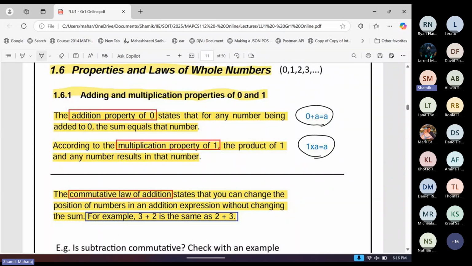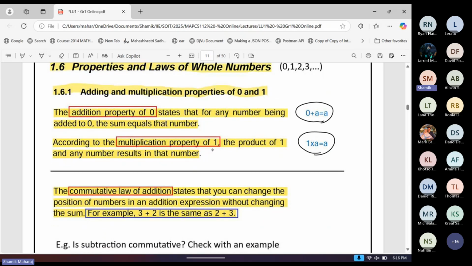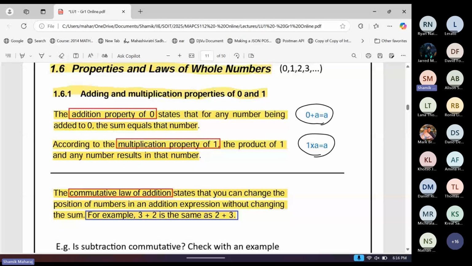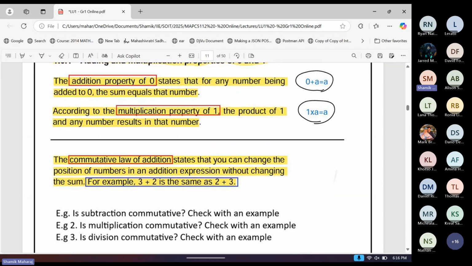Basically, the addition property of zero says that zero added to anything doesn't change that thing. So if zero is added to A, it does not change A. It doesn't change anything. The multiplication property of one down here is the same story. One multiplied to anything does not change that thing. So that's all those two things are telling us.